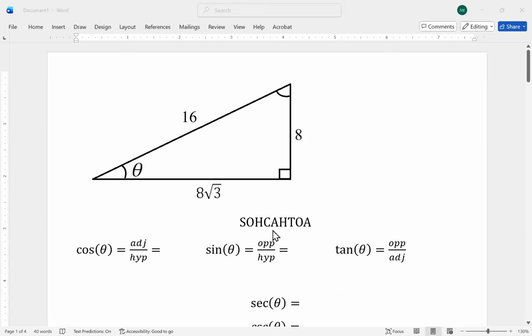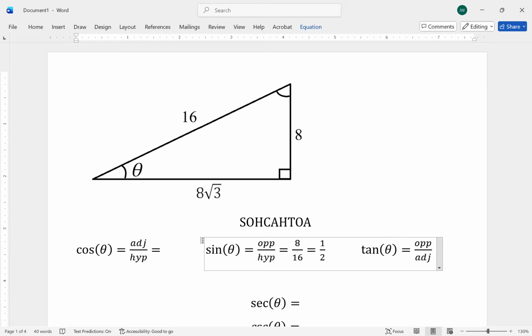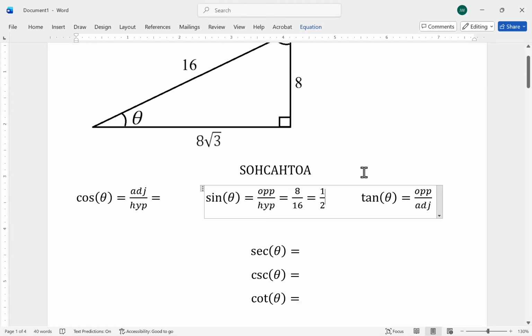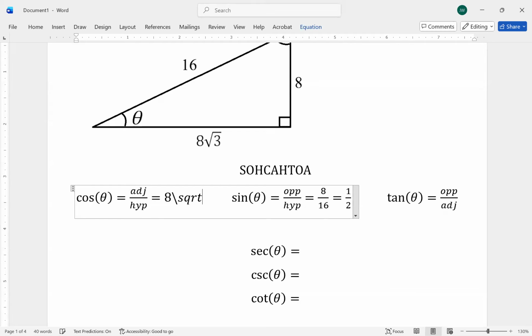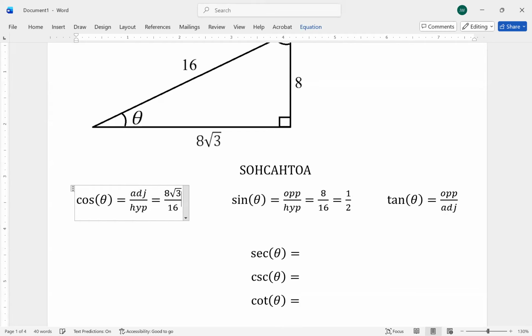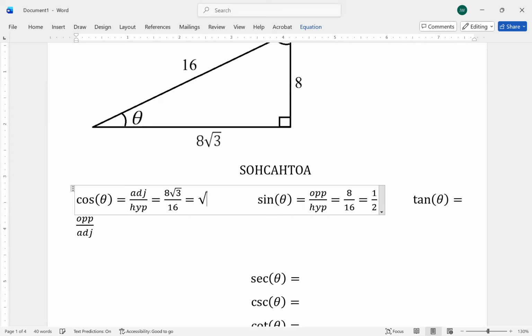So here we go. SOHCAHTOA is the mnemonic that we remember. Sine of theta is opposite over hypotenuse. Now the opposite in this case is 8 over the hypotenuse of 16. That reduces to 1/2 if we want to reduce that. So sine of theta is 1/2. Cosine is adjacent over hypotenuse. Adjacent over hypotenuse would be 8 times the square root of 3 divided by 16, which is the square root of 3 over 2 when I reduce that.